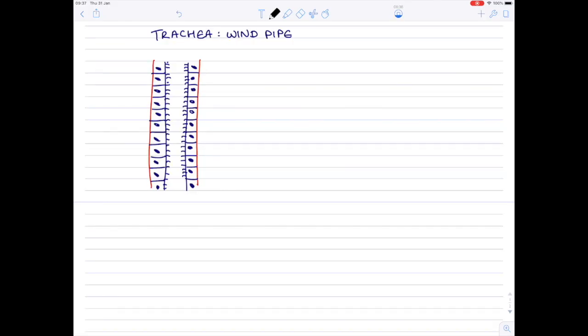Linked with the cilia found in the oviduct are the cilia found in the trachea, which, as I've said here, the trachea is the windpipe. So you can see, here's our windpipe, our trachea, and these are our ciliated cells, complete with their small hairs. And why do we have them? Well, as we know, we breathe in through our nose, through our mouth, and that air passes down the trachea.